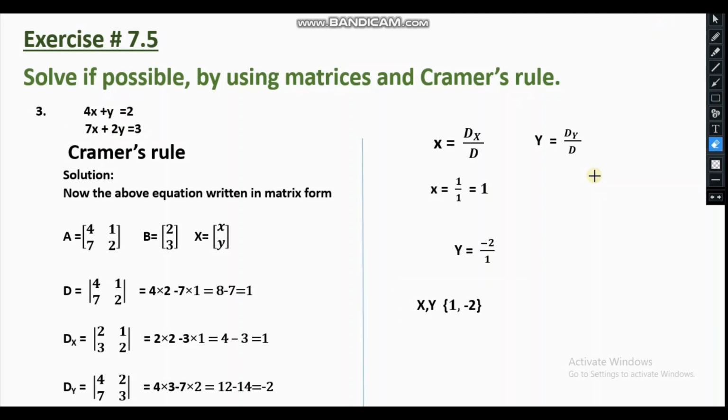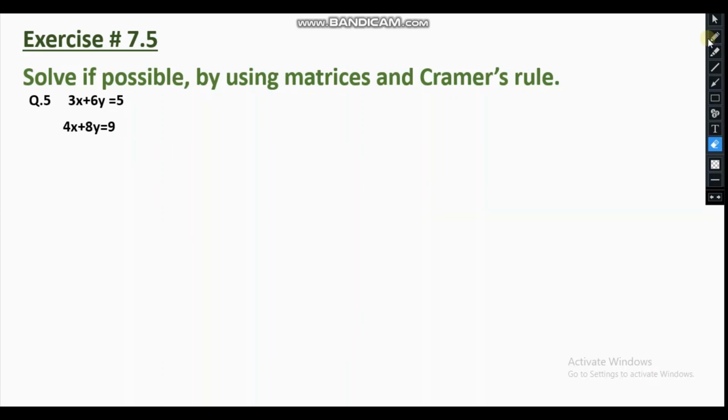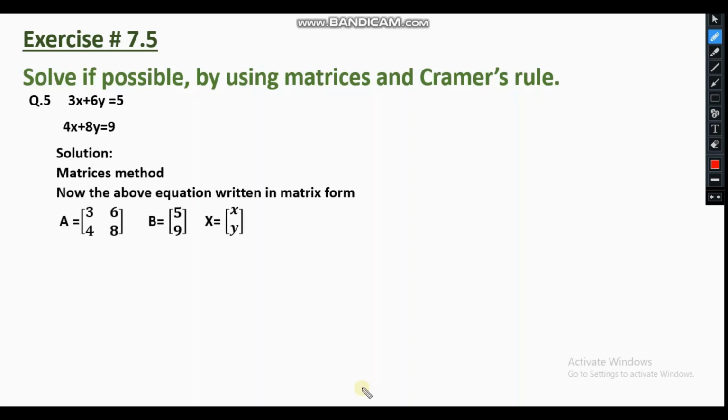Now next question. Okay, in this question, find the value of x and y again. First we will find the value of x and y by the matrices method. Now again we take the values 3, 6, 4, 8. So this is the coefficient of x and y. Now the value of b is the right side, 5 and 9. X is the variables x and y. 3, 4 is the coefficient of x in this column, and 6, 8 in this column is the coefficient of y.